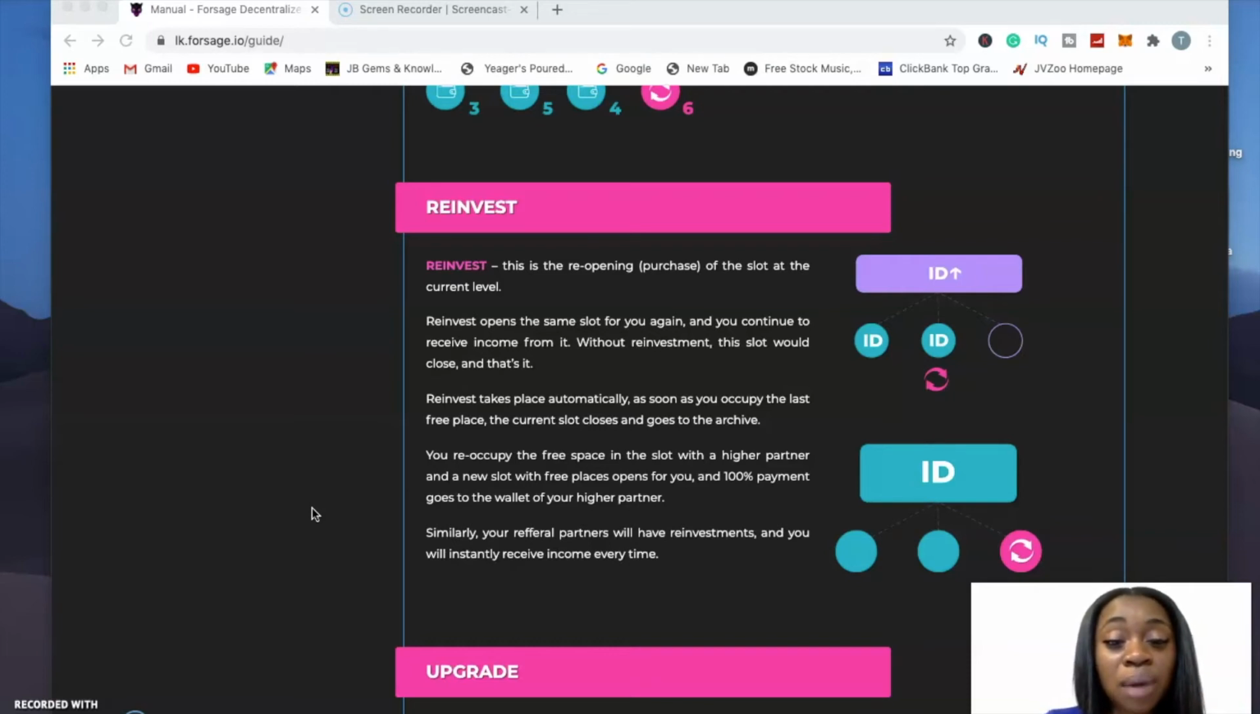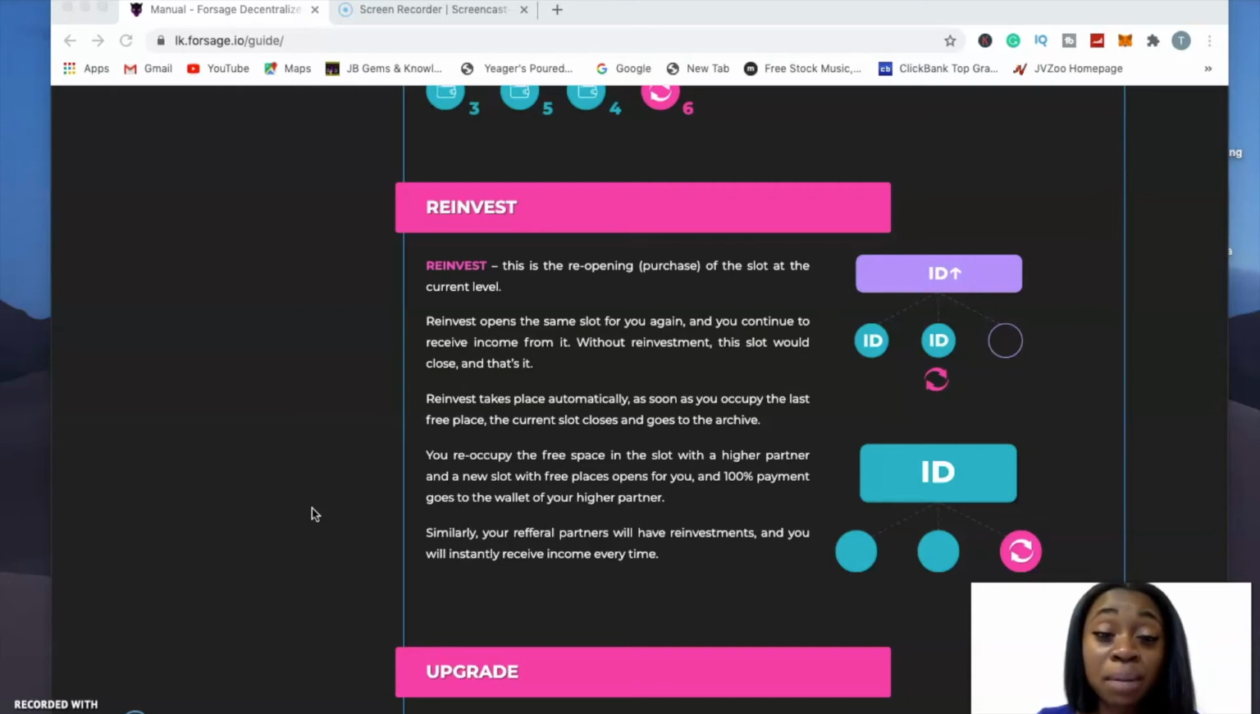You reoccupy the free space in the slot with your hire partner, and a new slot with free places opens for you, and 100% payment goes to the wallet of your hire partner. Similarly, your referral partners will have reinvestments and you will instantly receive income. So this is basically saying that your reinvest slot, which is your last slot, does go up to the person that actually referred you to this.